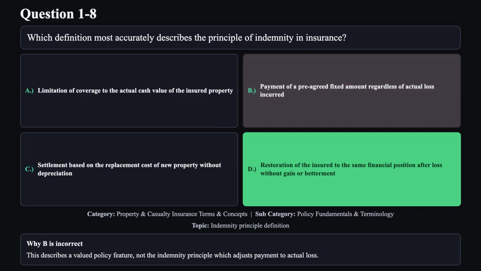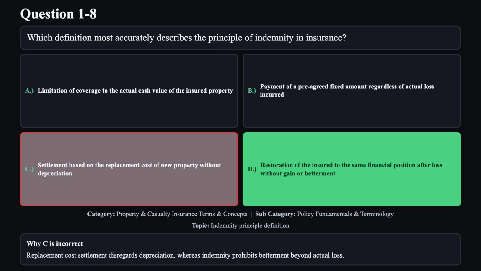Reason B is not correct. This describes a valued policy feature, not the indemnity principle which adjusts payment to actual loss. Reason C is not correct. Replacement cost settlement disregards depreciation, whereas indemnity prohibits betterment beyond actual loss.